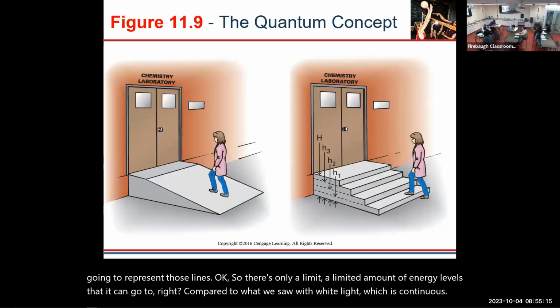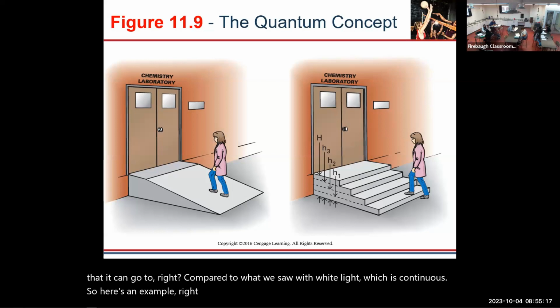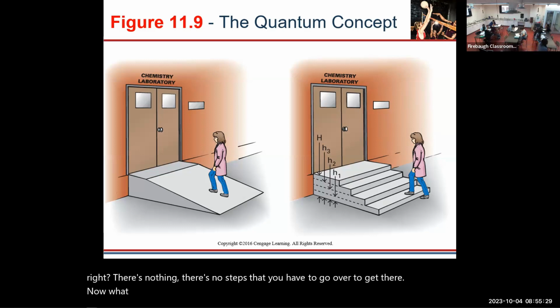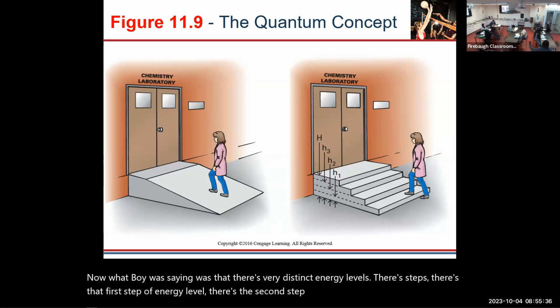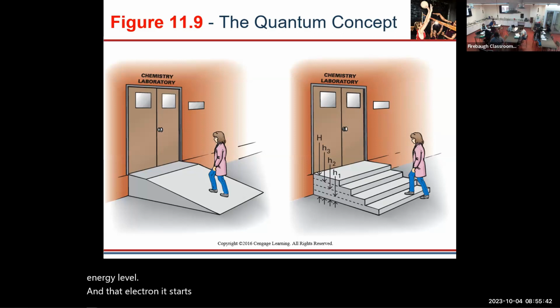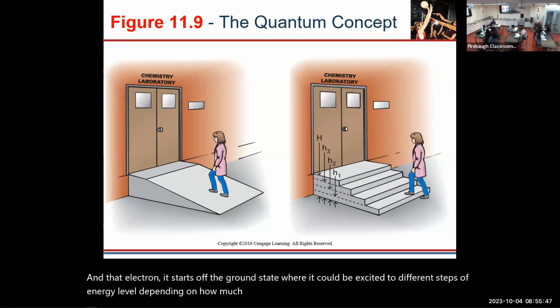So here's an example, right? The very first one, the ramp, represents the continuous. There are no steps that you have to go over to get there. Now, what Bohr was saying was that there are very distinct energy levels. There's steps. There's the first step of energy level, the second step, the third step. And that electron starts off at ground state, but it can be excited to different steps of energy level, depending on how much energy you put into it.